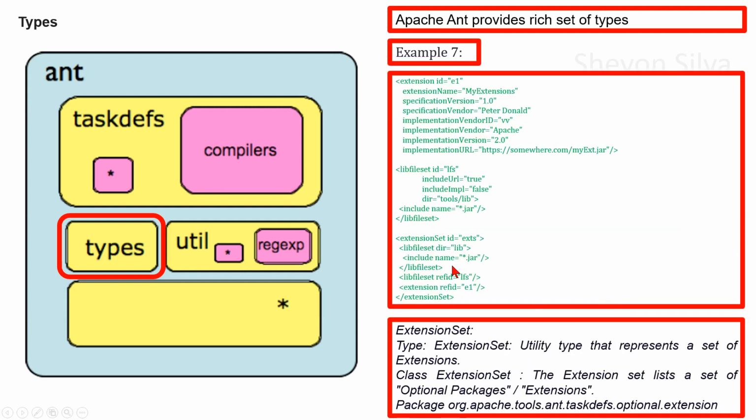Now we are considering extension set, type extension set, a utility type that represents a set of extensions. With regard to API, we can consider class extension set. The extension set lists a set of optional packages or extensions. This is in the package org.apache.tools.ant.taskdef.optional.extension.